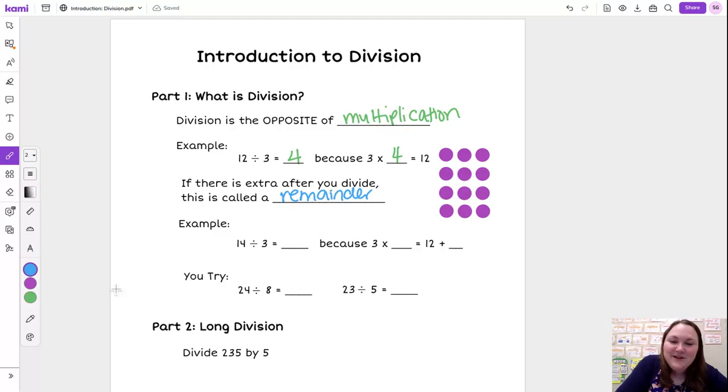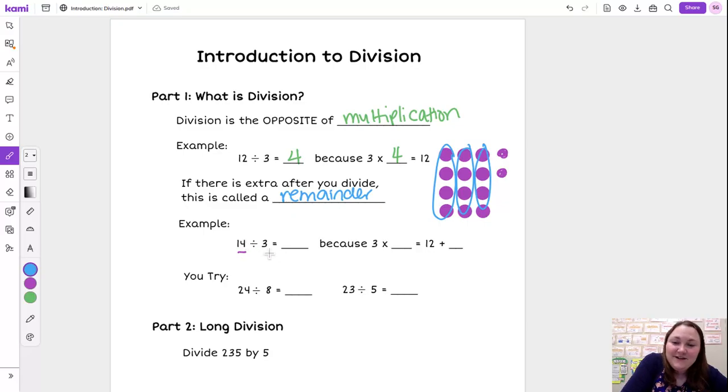So for example, if instead of having 12 purple circles, I had 14, so maybe my picture looked something like this. If I wanted to divide those 14 circles by 3, if I wanted to put them in 3 equal groups, well, just like before, I would have 1 group, 2 groups, 3 groups of 4. I couldn't have 5 in each group because there's not enough.